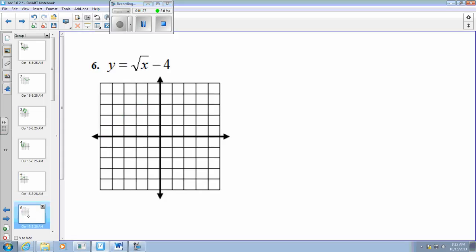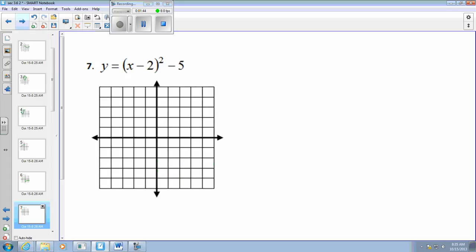Number 6, we have the square root graph minus 4. Since it's not in the square root, we're moving it down 4. 1, 2, 3, 4, so it would look like that.